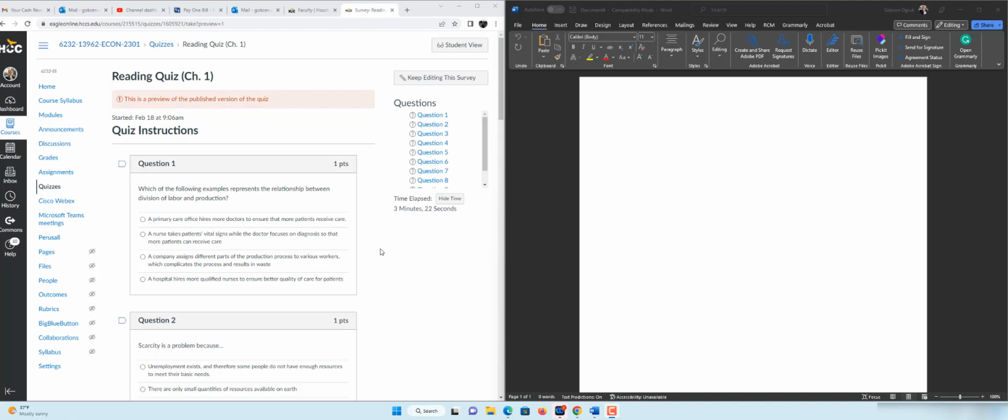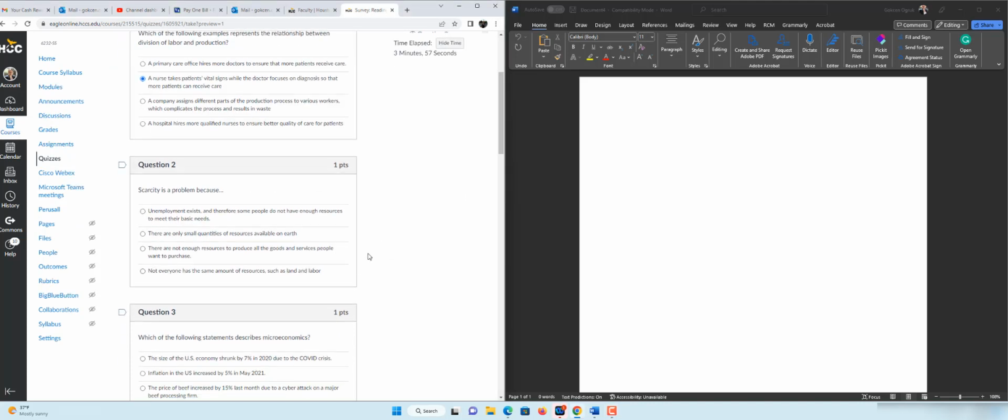Which of the following examples represents the relationship between division of labor and production? So we need to find the sentence that represents division of labor and production. The right answer is B: a nurse takes patients' vital signs while the doctor focuses on diagnosis so that more patients can receive care. The nurse deals with one task and the doctor deals with another task, which represents the division of labor.